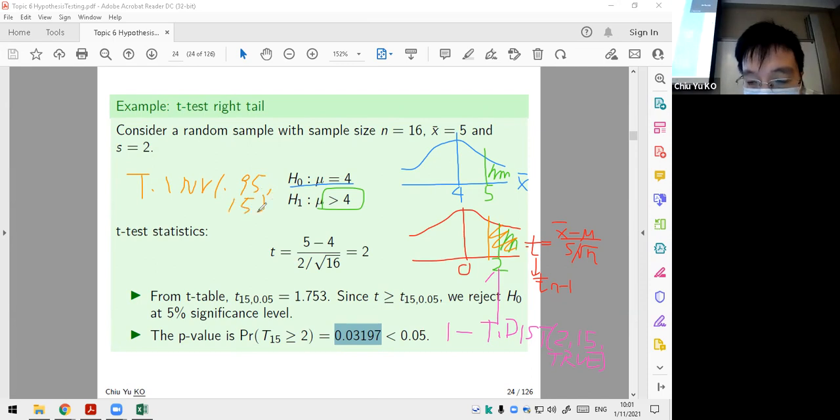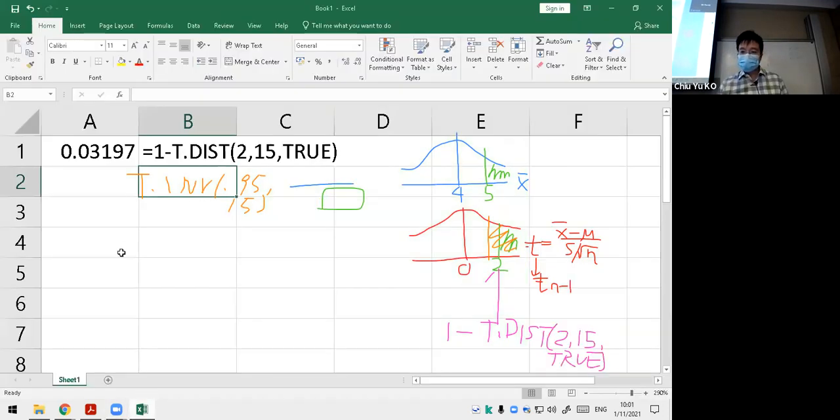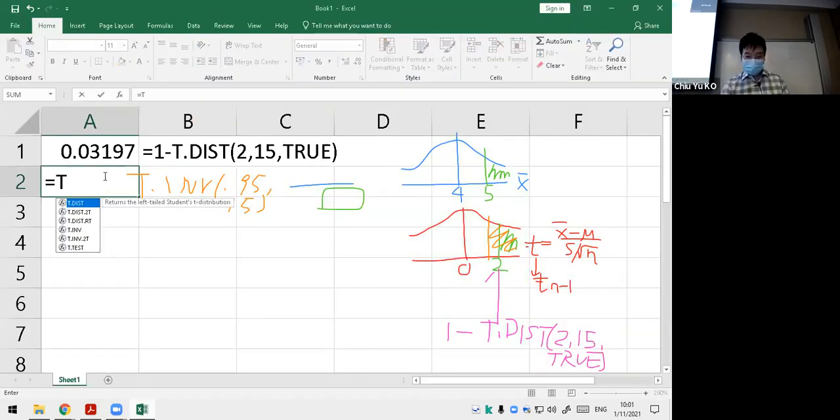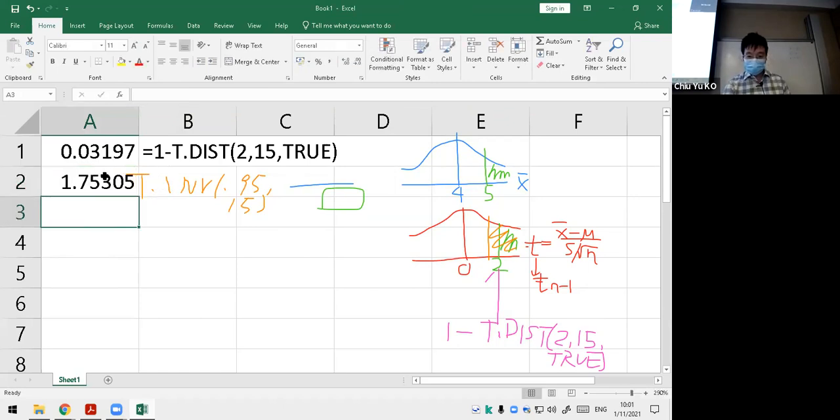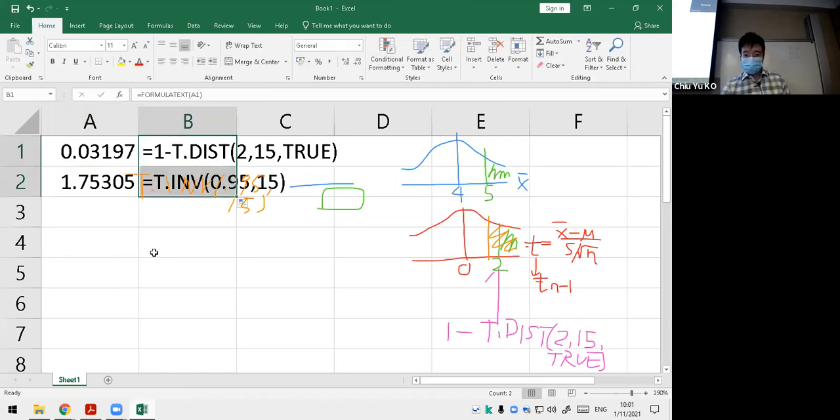Okay, so you have to input the area on the left and also the degree of freedom. Let me do the Excel. So it's T.INV for 95% and 15. Which means that the critical value for this 5% area will be 1.73. So 2 is more than the critical value, so you reject.